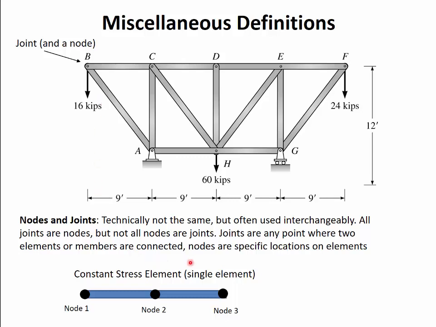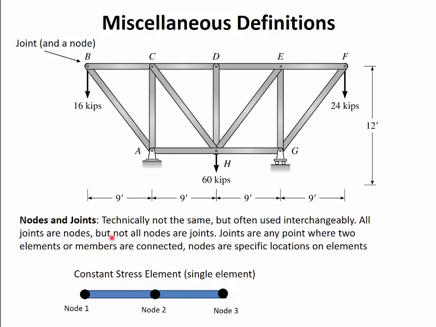Where that happens is, we'll talk in a second about what an element is, but you can have a single finite element that has multiple nodes on it. You only connect this element at the ends. So you would only connect it to another one at node 1 and node 3. You have this node in the middle that you would never connect to.